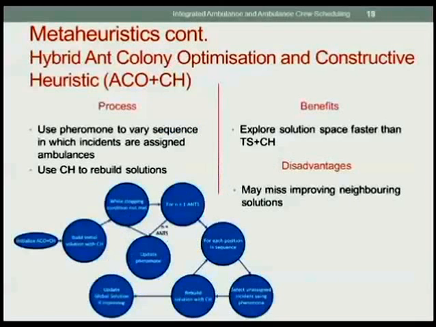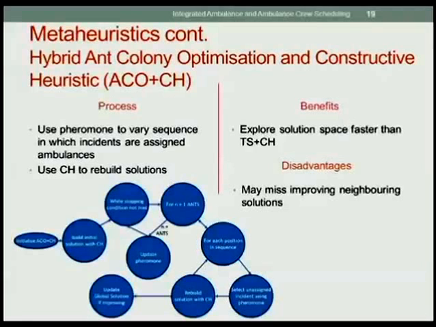To try and get around the fact that that requires a lot of memory, I did consider creating a hybrid ant colony optimization with the constructive heuristic. And this is hoped to be an improvement over the tabu search and constructive heuristic, because instead of having a single swap each time, I'm allowed to jumble the position of incidents a lot more. So I'm exploring the solution space a lot faster.